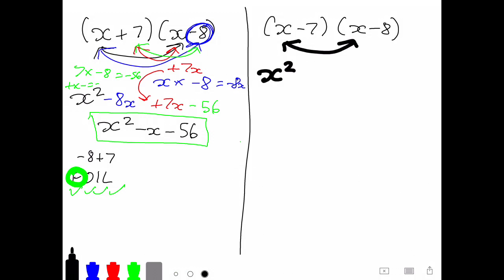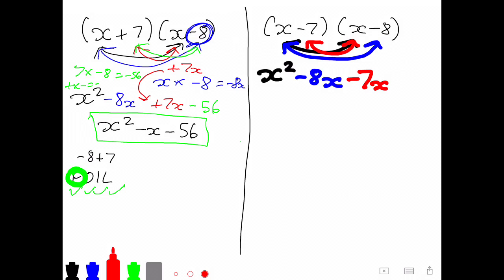Then, what comes next? Outside. So you multiply the outsides. That will give you -8x. Then we multiply the insides, these two. And that gives you -7x. Because remember, there is a minus before both of them now. So that gives you -7x.